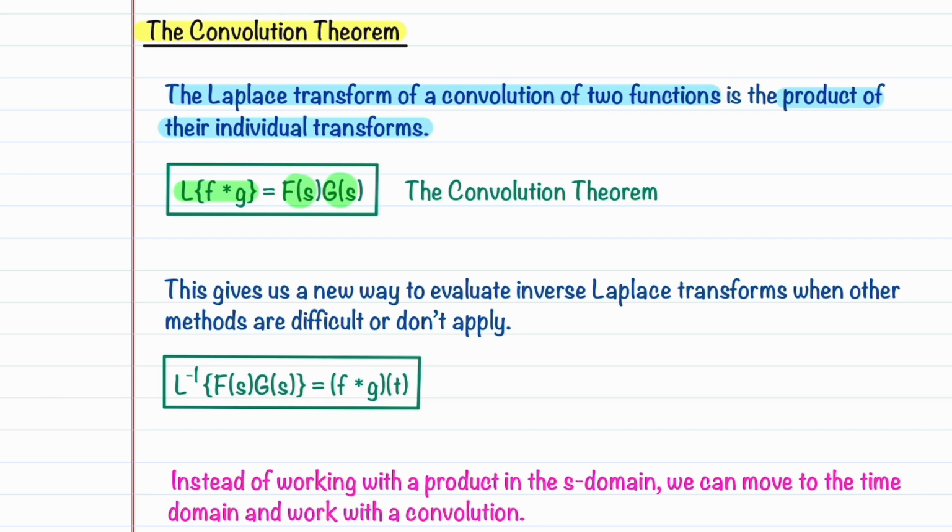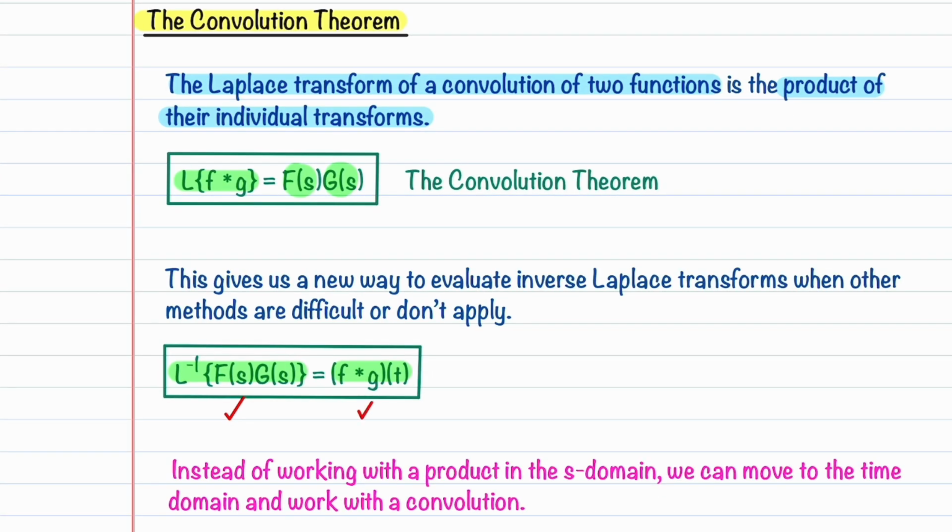Now let's read this the other way. This is the direction that we're going to use most. The inverse Laplace transform of a product F of s times G of s equals the convolution of f and g in the time domain. So instead of having a product in the S domain that we can't invert or is hard to invert, we move to the time domain and compute an integral. That's our new tool. Let's now walk through some examples.